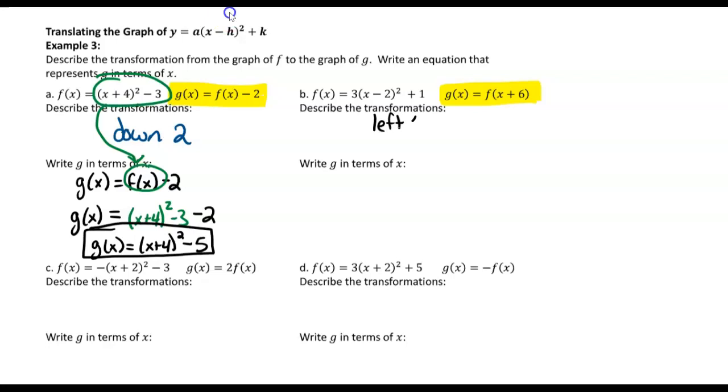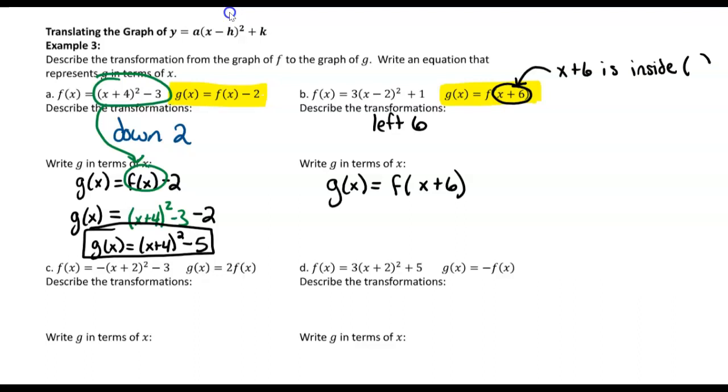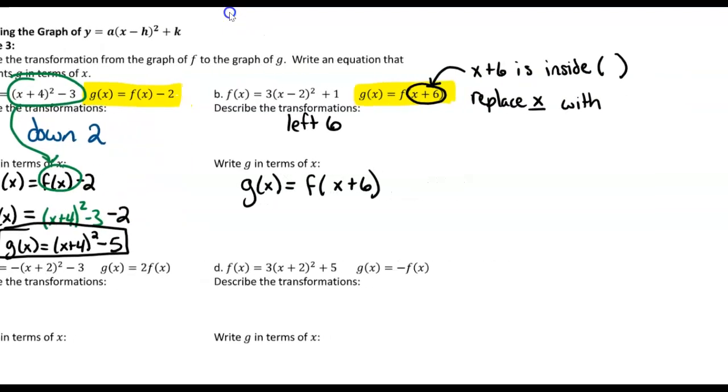Okay, now I think these are almost harder to write. They're not bad by any means, but we really have to pay attention to what we're doing. So when you see it like this, where the x plus 6 is inside the parentheses, we're just going to make ourselves a note. x plus 6 is inside the parentheses. So replace x with x plus 6.